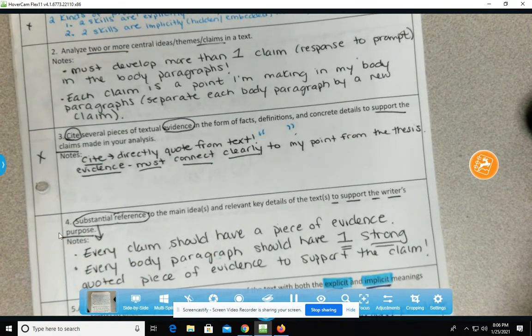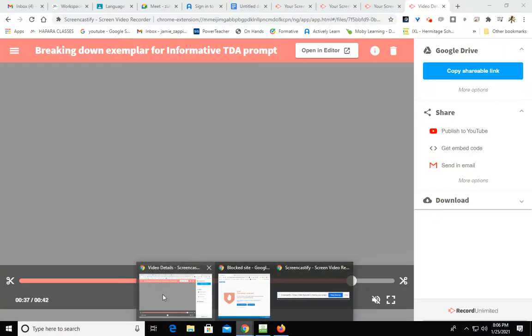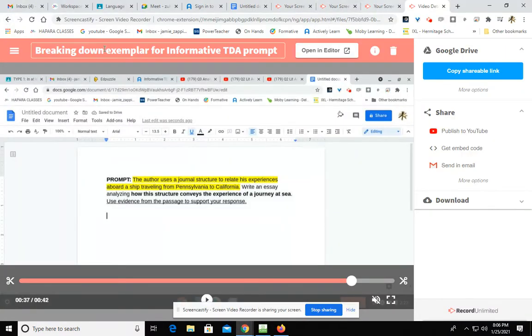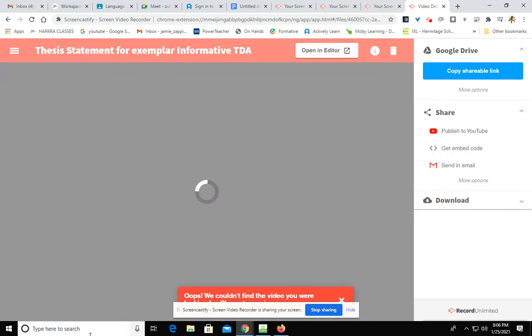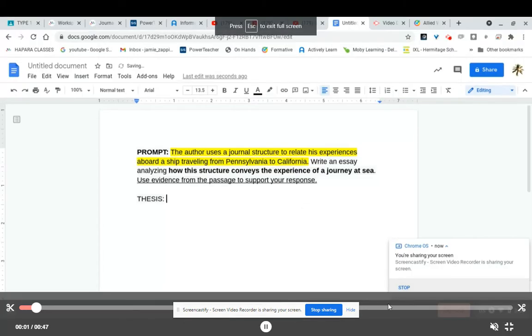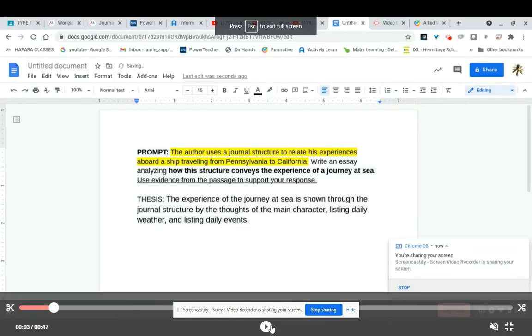We need to make sure that we explain what we're about to talk about as it addresses the skills found in that prompt. So in the case of this particular essay that was written by the other student, the exemplar student, we are looking at the following thesis statement. So this author wrote this following thesis statement. It was, the experience of the journey at sea is shown through the journal structure by the thoughts of the main character, listing daily weather, and listing daily events. You can find this thesis in their opening paragraph of the essay we read yesterday.